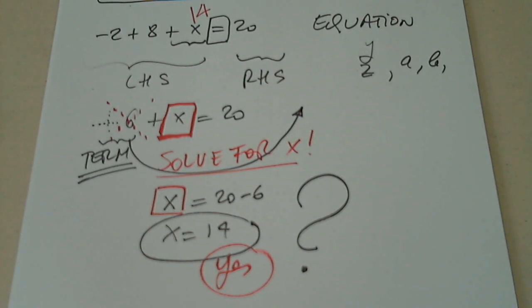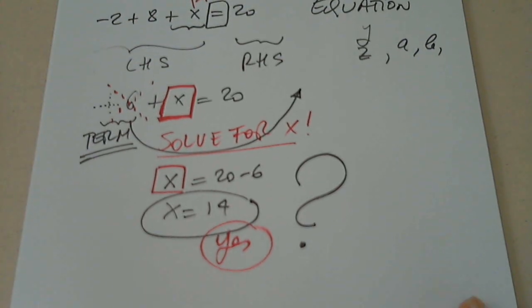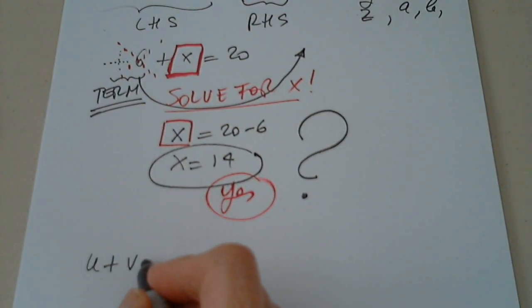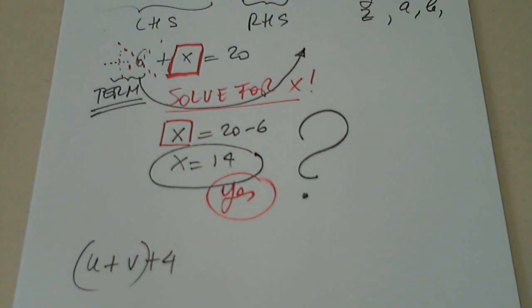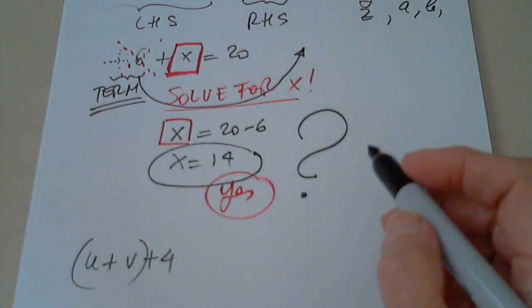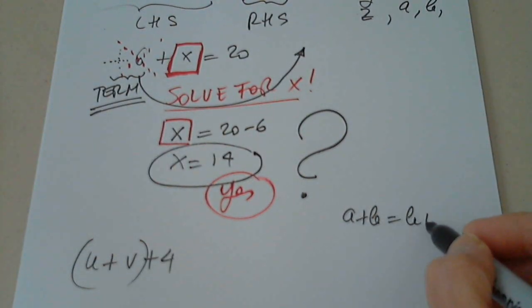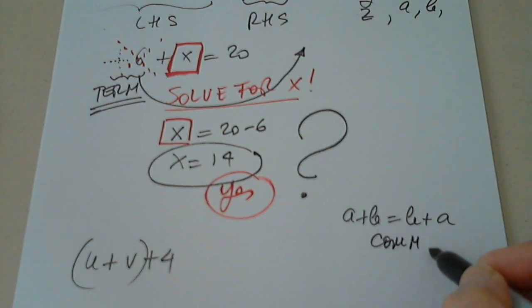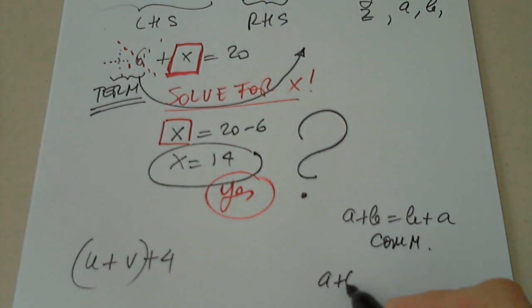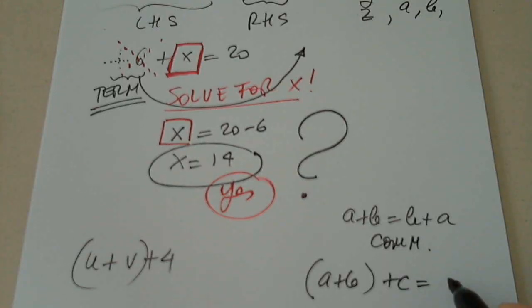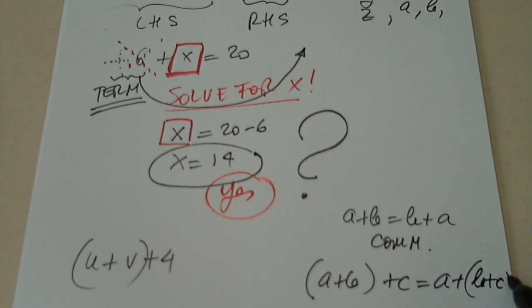Okay, so now we want to use the commutative and associative laws to write 3 equivalent expressions. Okay, so let's do that. U plus V plus 4. So they want us to write 3 equivalent expressions using the commutative and associative laws. Okay, so let me refresh your memory. A plus B equals B plus A, commutative. A plus B parentheses plus C equals A plus parentheses B plus C, associative.